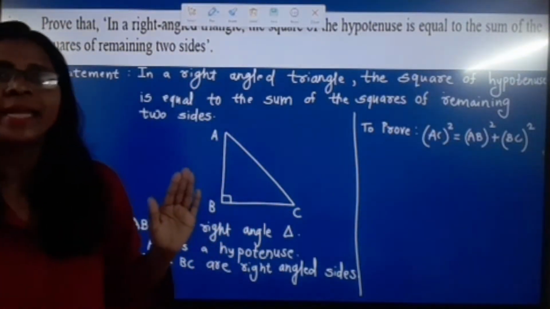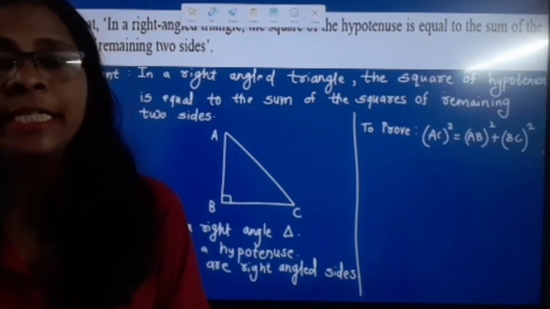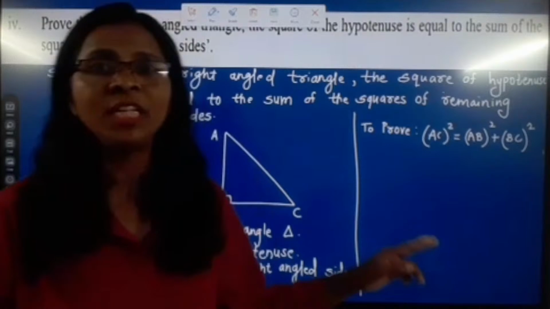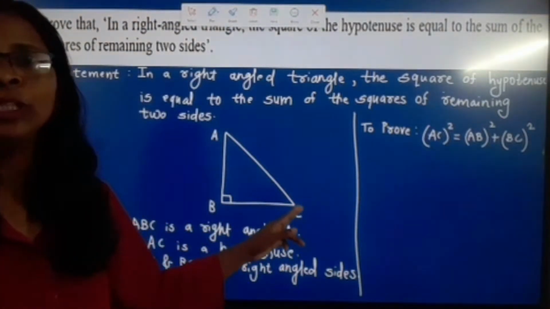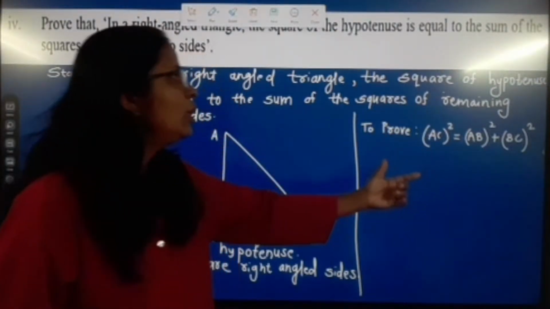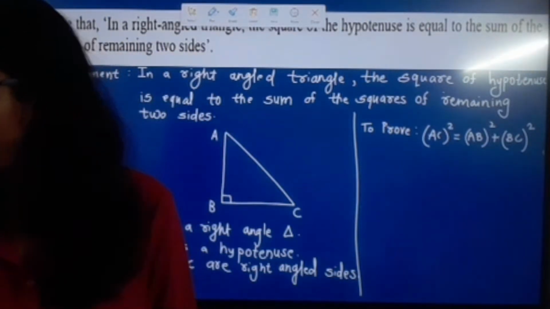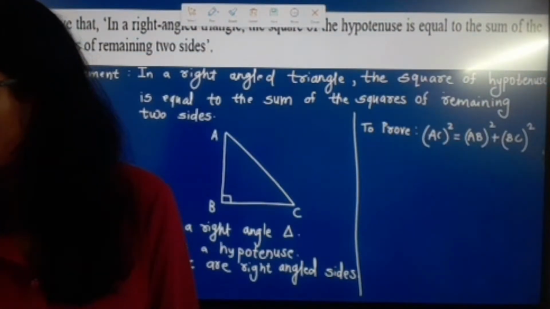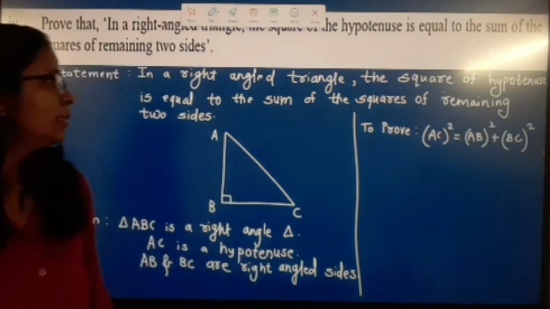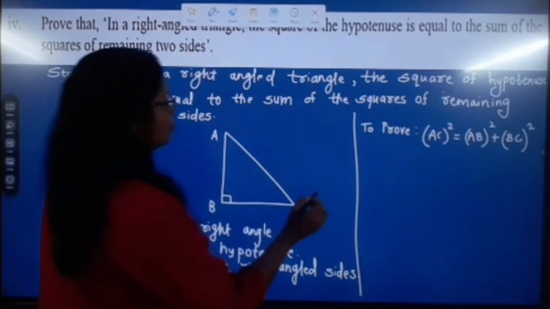Okay, now the next part: is there a construction? Yes, there is a construction, because this figure is insufficient to prove AC square is equal to AB square plus BC square. Okay students, so there is a construction, and first here I write down proof.